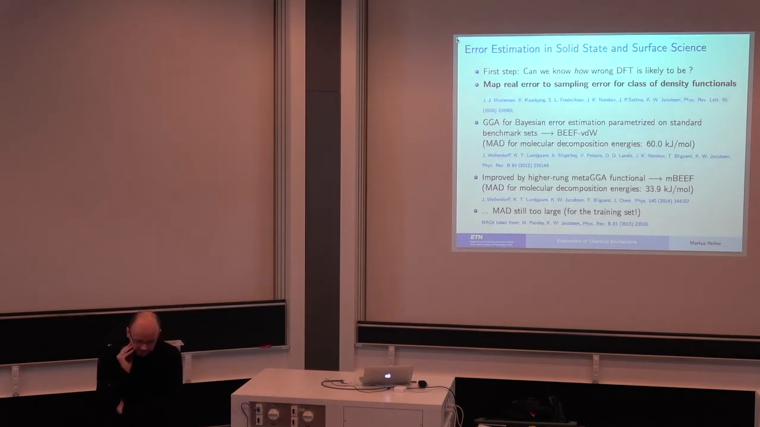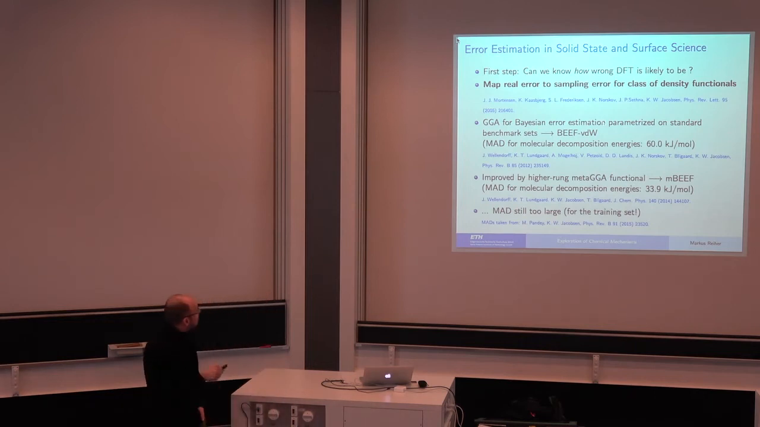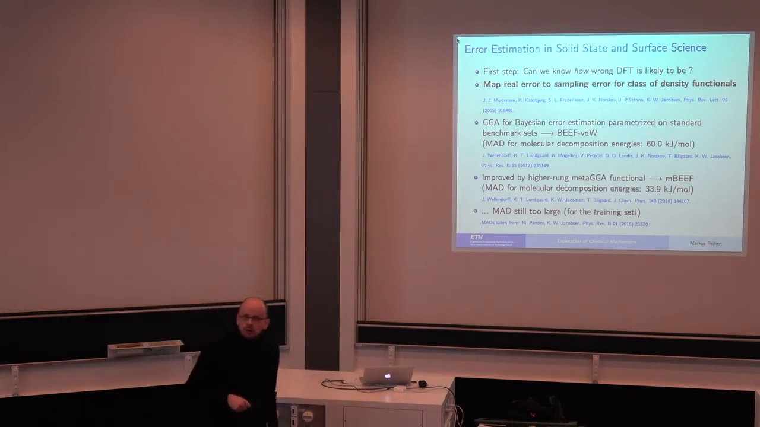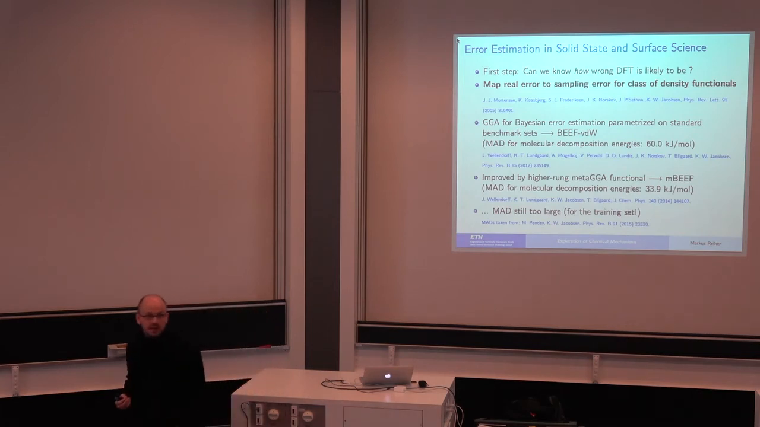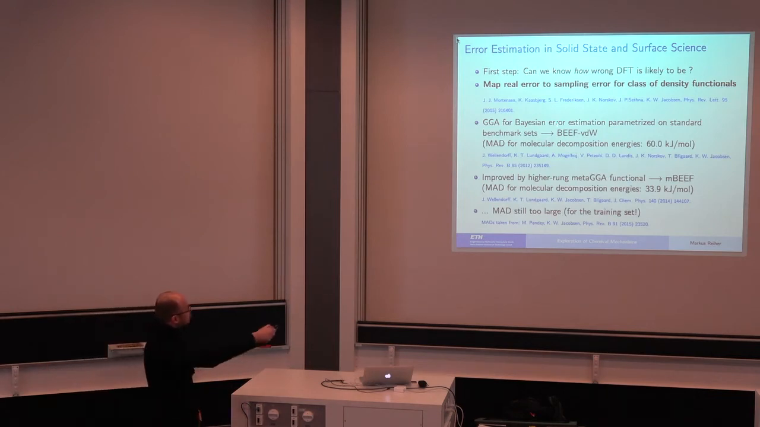In order to better understand this, we asked, can we at least know how wrong DFT is likely to be for the specific case that we are inspecting? And here we built upon an idea that was published in 2005 by Sethna and co-workers, who worked on sloppy models, and the ideas they were elaborating they transferred to density functional theory. The idea is to map the real error to a sampling error of a class of density functionals.